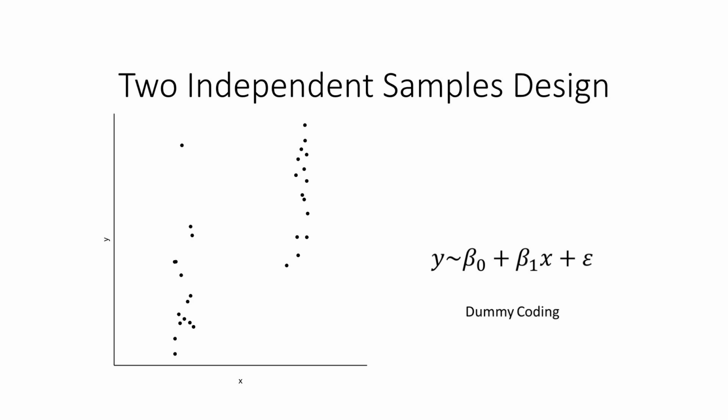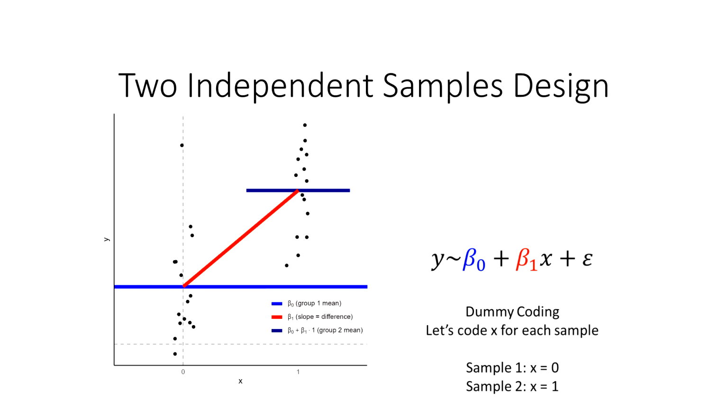What we do is we take each of the groups of individuals and we apply a value for x. So, for example, we can say that for our first sample, we'll code x as being equal to 0. And for our second sample, we'll code x as being equal to 1. Now, if you remember, our beta 1, or our slope parameter, tells us how much y increases for a 1 unit increase in x. So, if we code our two groups as 0 and 1, what this will tell us is what the difference is between the means of those two groups.